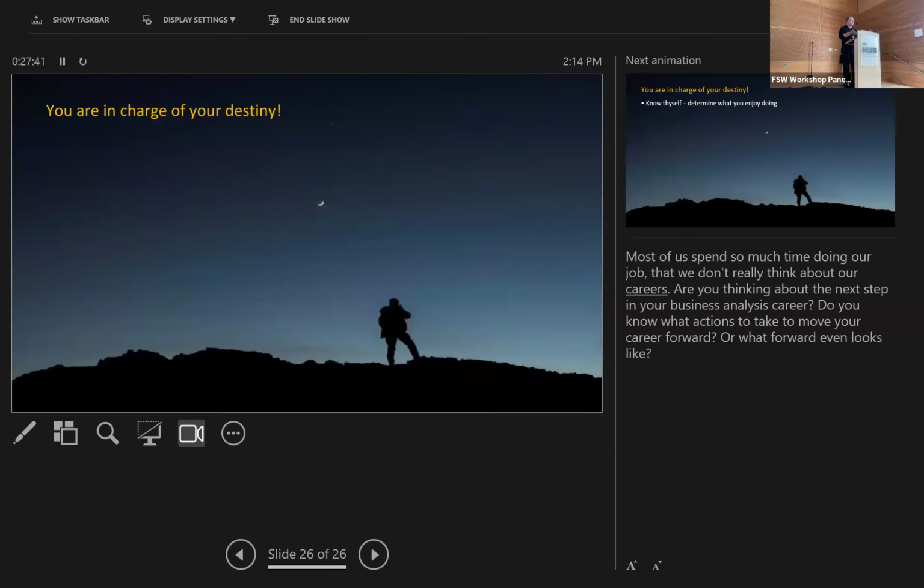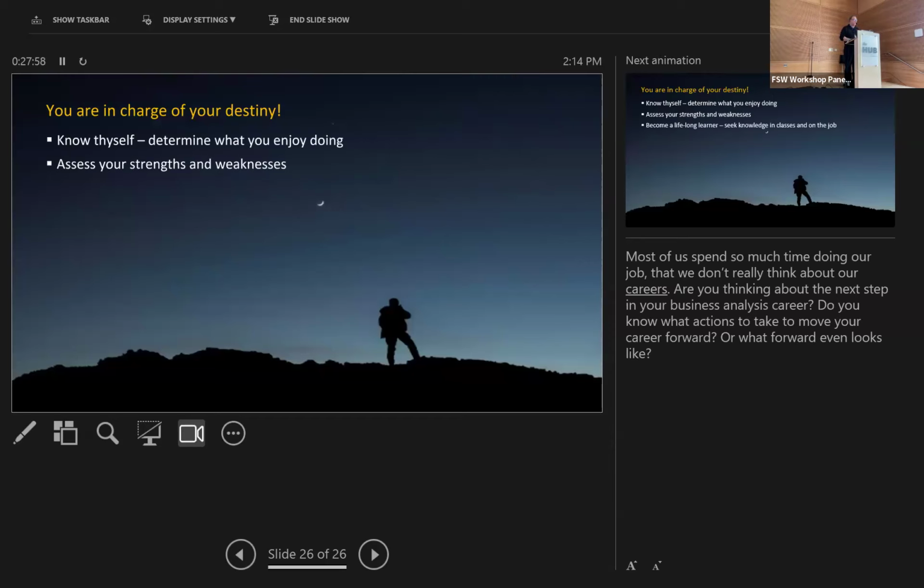So let me close by saying, I hope this has motivated you to go into this topic a little deeper, go off and do some research, go do a self-assessment. You're in charge of your own destiny. So first of all, know yourself. What do you enjoy doing? What do you think you're going to be doing in the future? What are your strengths and weaknesses? Assess where the gaps are between where you need to be in the future and where you are now.